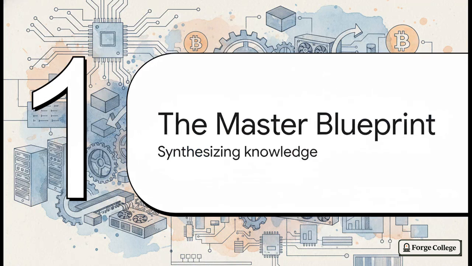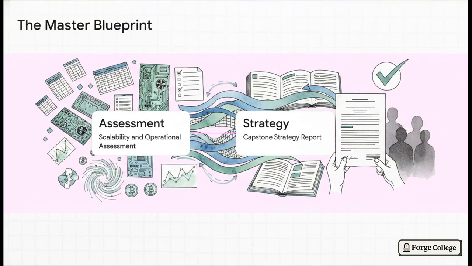All right, Section 1, the master blueprint. Let's look at the overarching schematic for this capstone and see how everything connects. So, we're basically taking the raw material and lifecycle data from our previous assessment, that's step 1, and assembling it all into a definitive decision-making document in step 2.